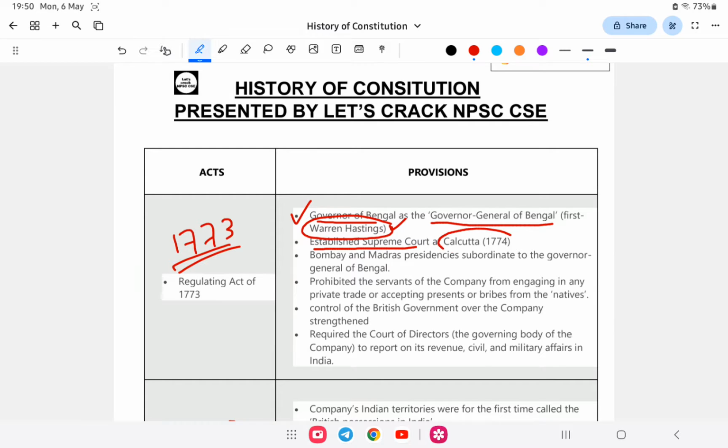After that, the Supreme Court was established at Calcutta only. The Supreme Court was not like a district court; it had power just for the state of Bengal province. It was established in 1774, and the first judge of the Calcutta High Court was appointed.